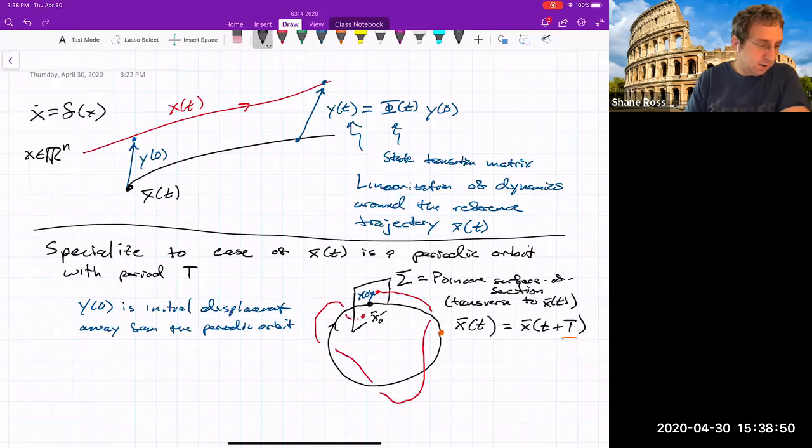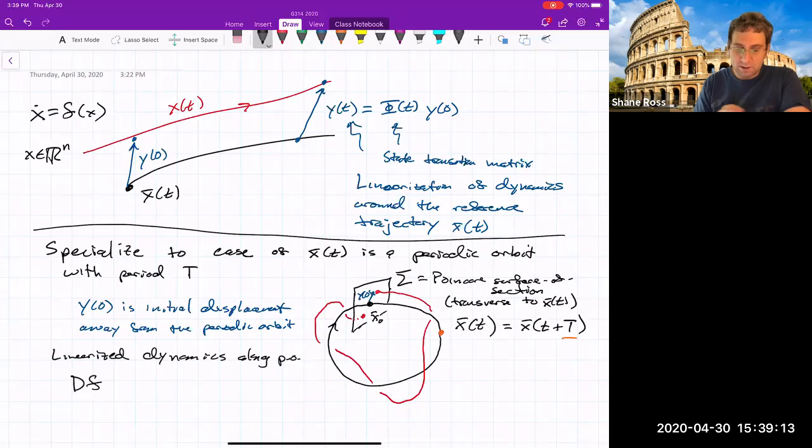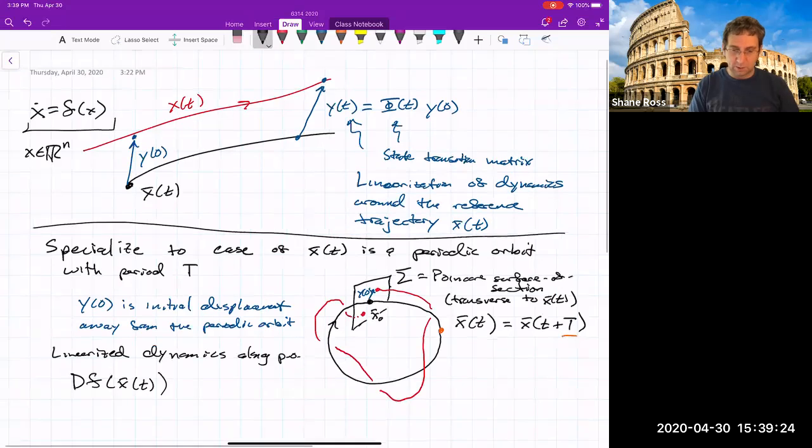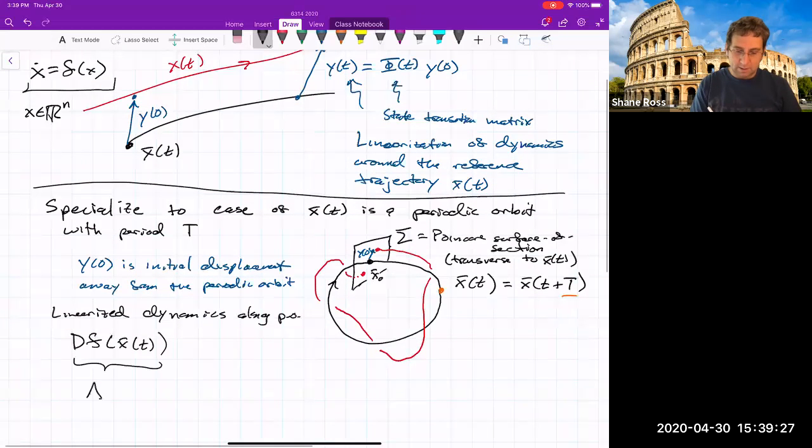So now what? What did we talk about last time? We talked about the linearized dynamics along the periodic orbit. Actually, last time we talked about linearized dynamics along the trajectory, but now it's along the periodic orbit. It's given by the Jacobian of our ODEs up here, the right-hand side, the Jacobian of f evaluated along the periodic orbit. And this is going to be, like we talked about, a time-dependent n by n matrix.